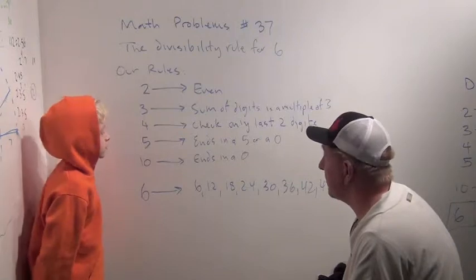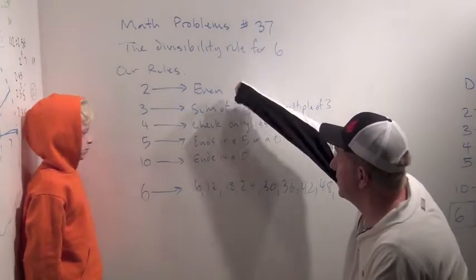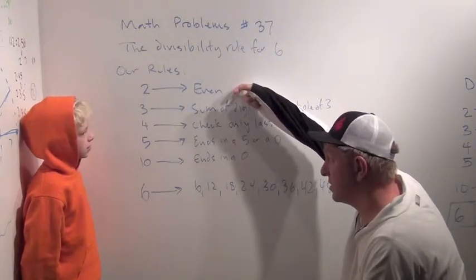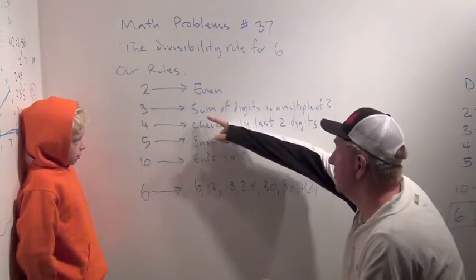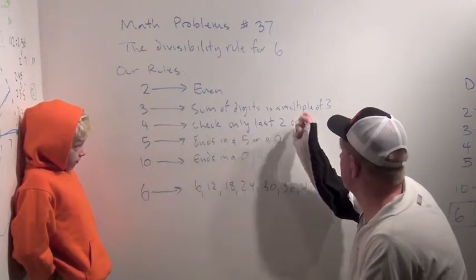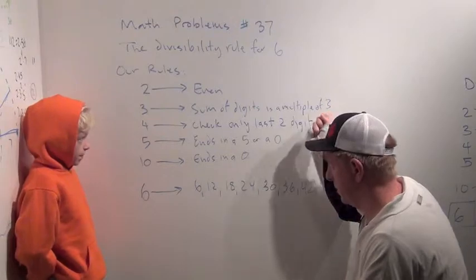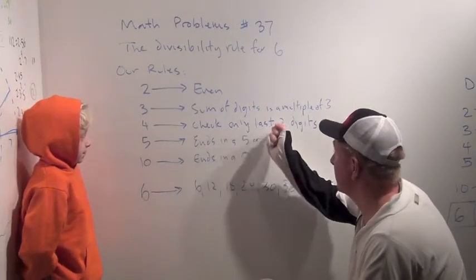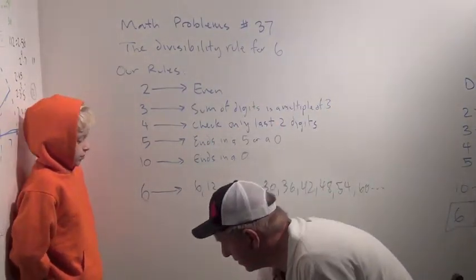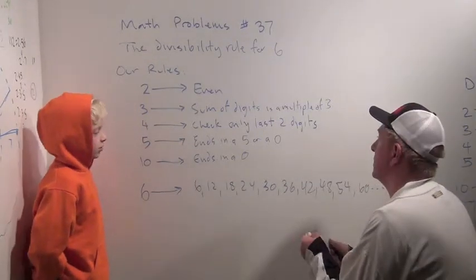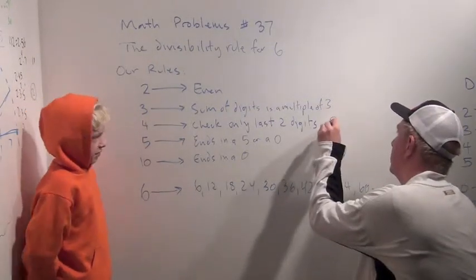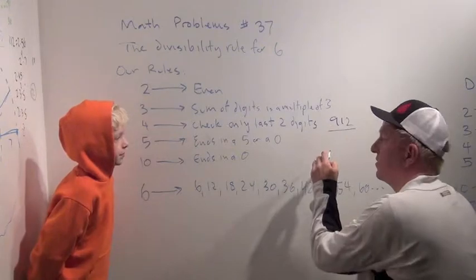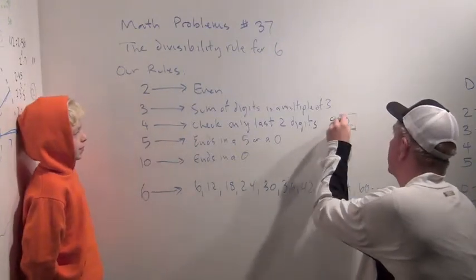Up to now we have been studying divisibility rules. Like we learned the divisibility rule for 2 is the number has to be even. For 3, the sum of the digits is a multiple of 3. For 4, we found you only have to check the last 2 digits. So what does that mean? It means the number 912, we know that's divisible by 4 because 12 is divisible by 4.